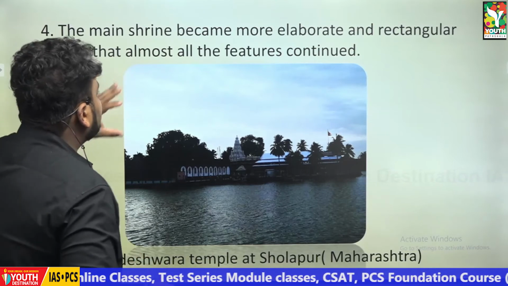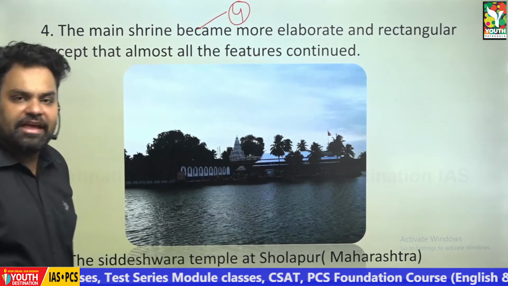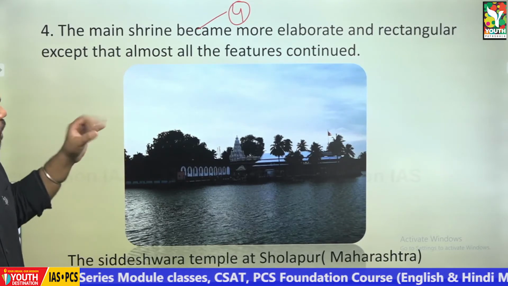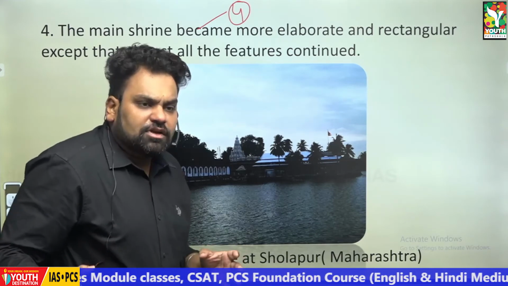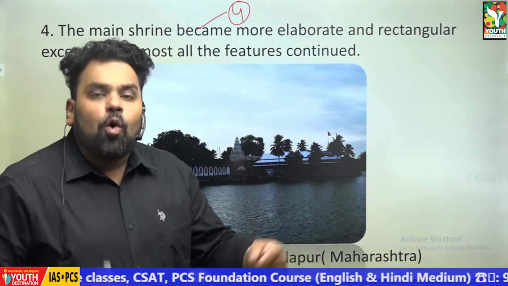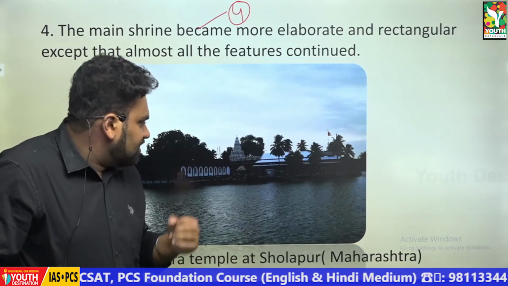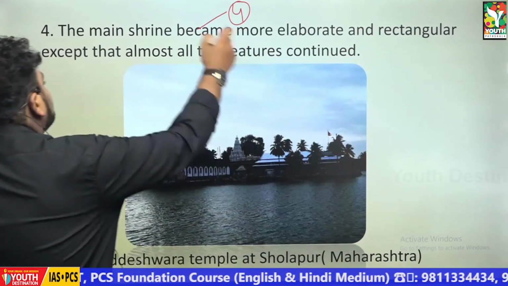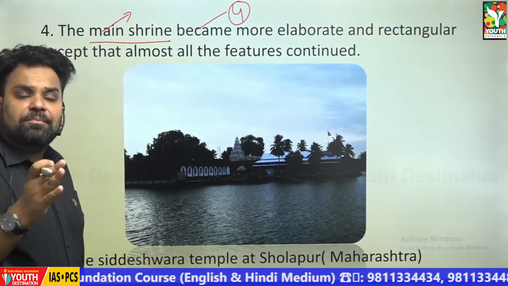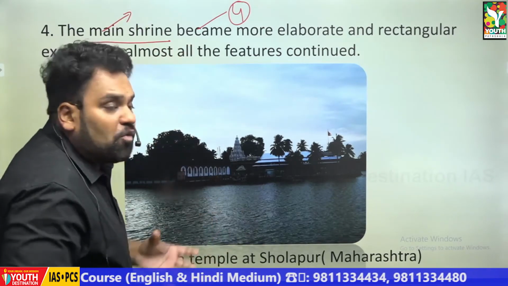Now, from the third stage, we now move on to the fourth stage. Right? Okay. The point is that I told you that the features of the earlier age, they will all still continue, they will not end. What will happen is that more new features will be added on top of them. And how will they be added? The point is, the main shrine or the main temple, where the most important god of that place is, that particular place will become more elaborate.